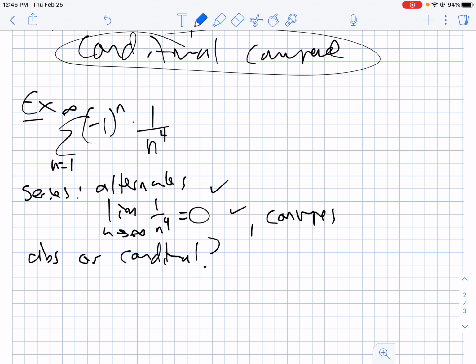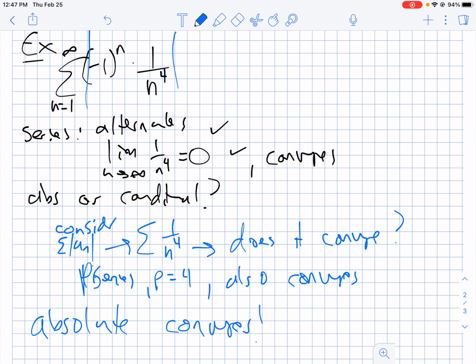You look at it and say, okay, this is a p-series. My p is equal to 4. So this series also converges. Even if we take the absolute value, it still converges. So this is absolute convergence. If the absolute value converges, the whole thing converges absolutely. Okay, so that's absolute versus conditional convergence. Hope that helps. Bring some questions to class, and thanks for watching.